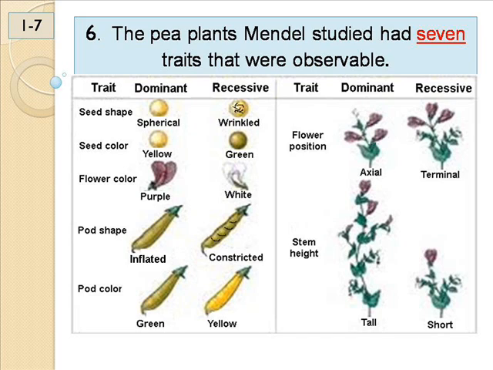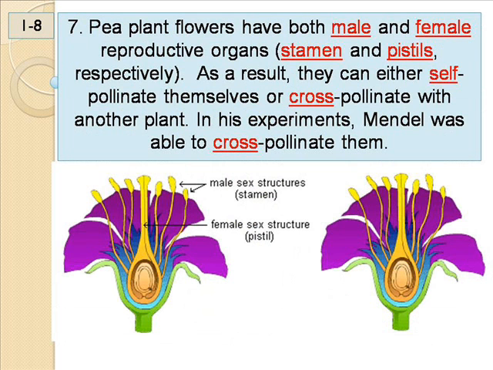And the purple always matched the white, and the fat pods always dominated the constricted pod where you see the peas inside them. And then the green pod color always was dominant over the yellow pod color. And the flowers up and down the stem always won out over this one. And the tall plants were always dominant over the short ones. So that's what we mean by his 7 traits.